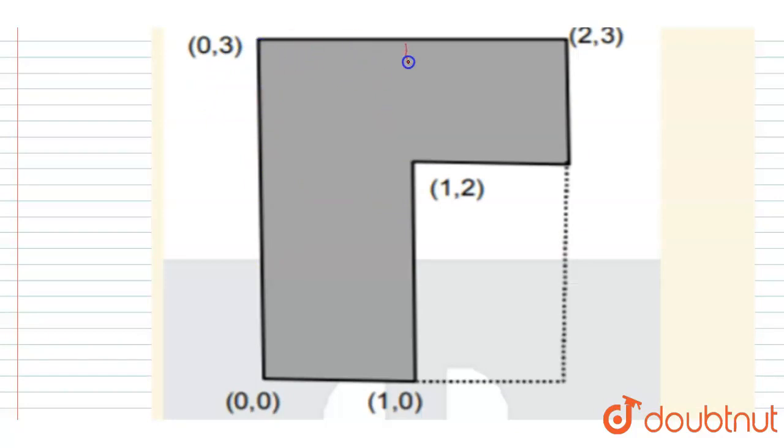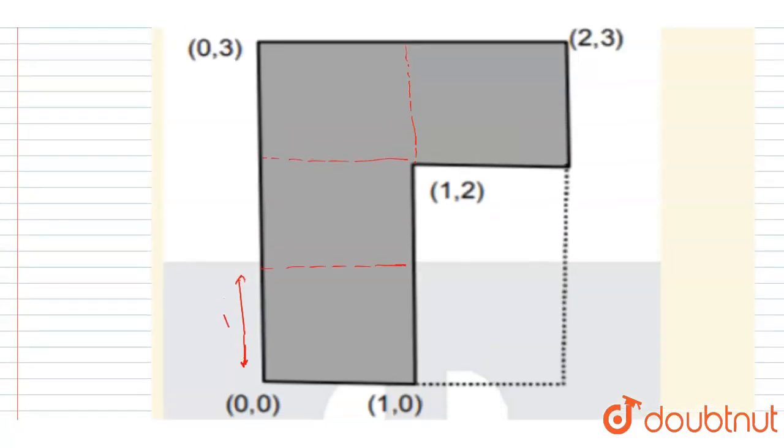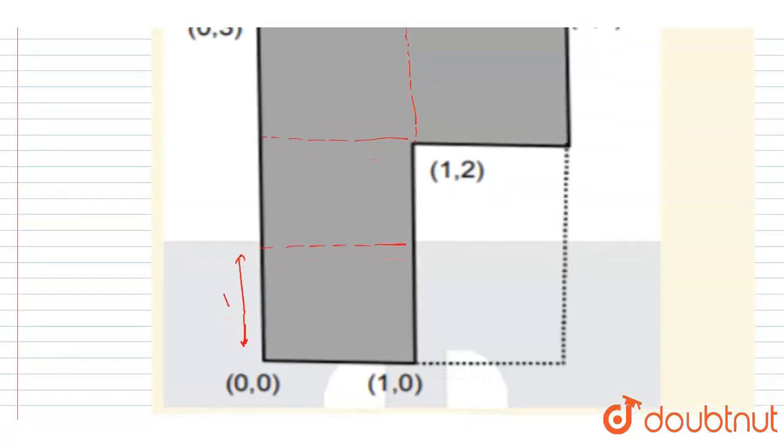If I take one unit square, like I am taking 4 squares, you can see there are 4 squares. This is of 1 unit and this is also of 1, so the length and width of all the 4 units is 1. Now we have to find out the center of mass of this whole lamina.